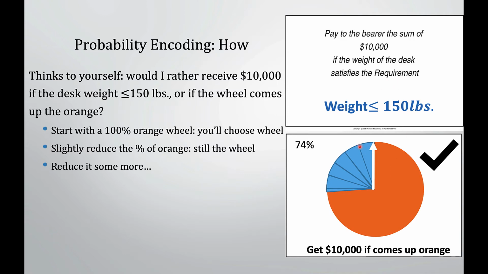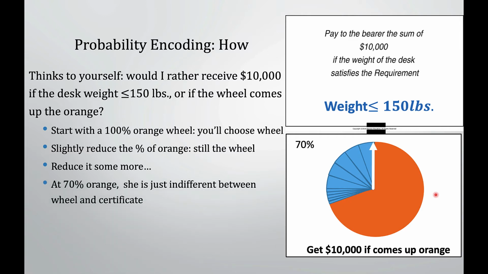Okay, what if the orange pie reduces to 74% of this roulette? I would still choose the bottom deal. How about 73%? Still choose this one. About 72%? Well, with some careful consideration, I think I still want to choose this deal rather than this deal. At 71%, I would still choose this deal.